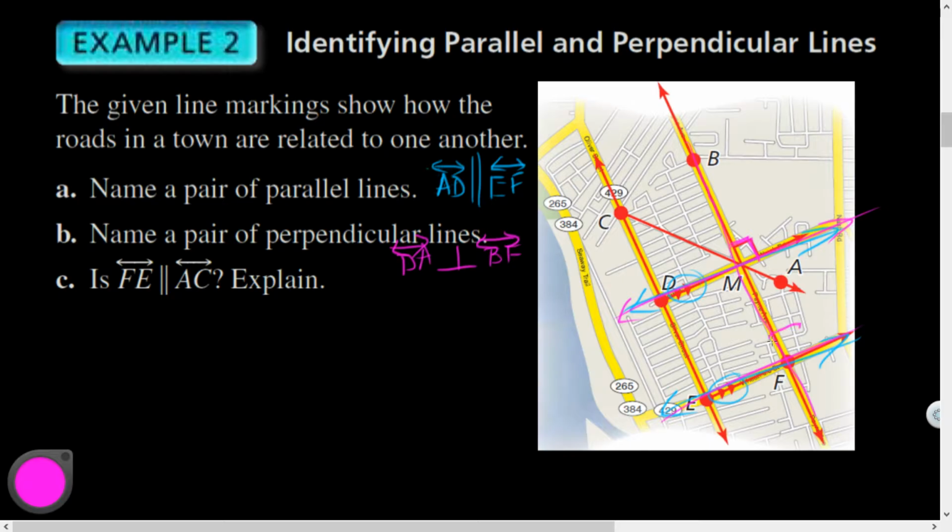We will eventually be able to prove that because these are parallel, this angle is going to be congruent to that angle. I think Monday or Tuesday when we get back, we will be able to prove that. Good.